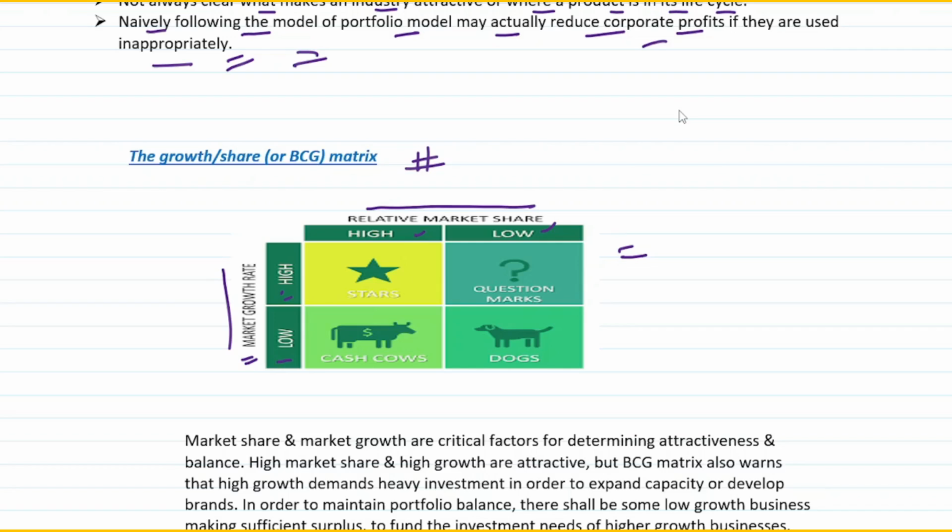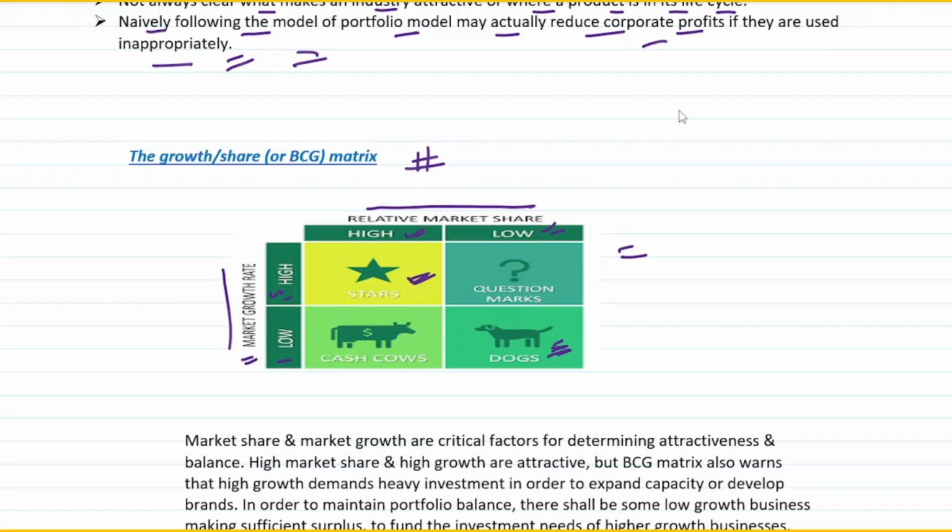When the market growth rate is high and the relative market share is also high, then I'm talking about something called stars. If both of them are on a higher side, I'm talking about stars, right? And if both are low, your market share is also low and your market growth rate is also low, so this is called dogs. So dogs and stars are basically the two extremes. Stars means it's prospering; dogs means it is in a very declining or very bad state.